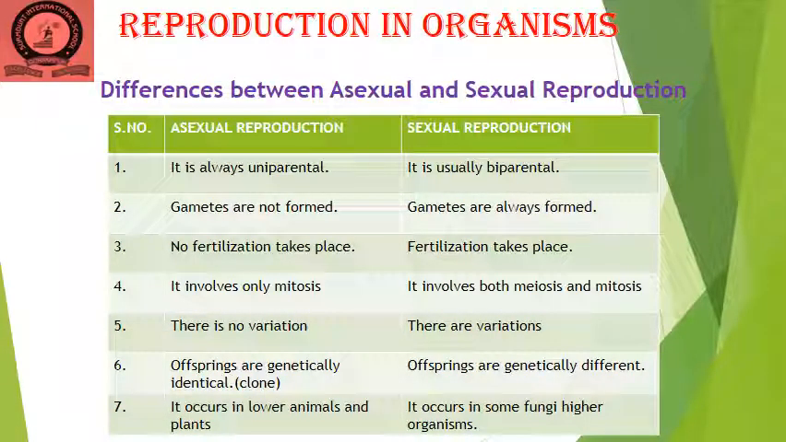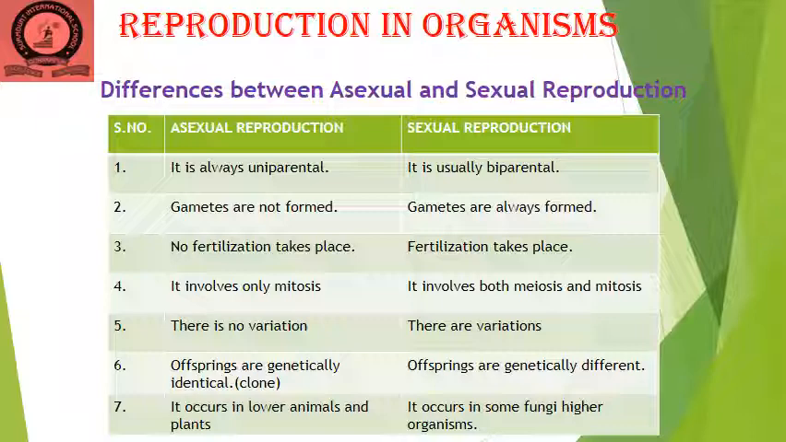Now, differences between asexual and sexual reproduction. As you may see, asexual reproduction is a uniparental process, whereas sexual reproduction is usually a biparental process. Gametes are not formed in asexual reproduction, whereas formation of gametes and gamete transfer generally occur in sexual reproduction. No fertilization in asexual reproduction, whereas fertilization takes place in sexual reproduction. Only mitosis is involved in asexual reproduction, whereas both meiosis and mitosis are involved in sexual reproduction. No variation in asexual reproduction, whereas variation occurs in sexual reproduction.